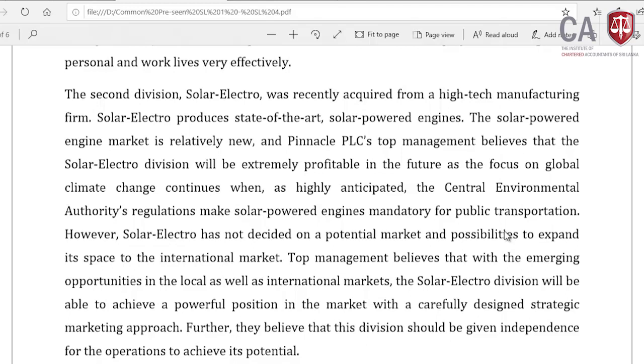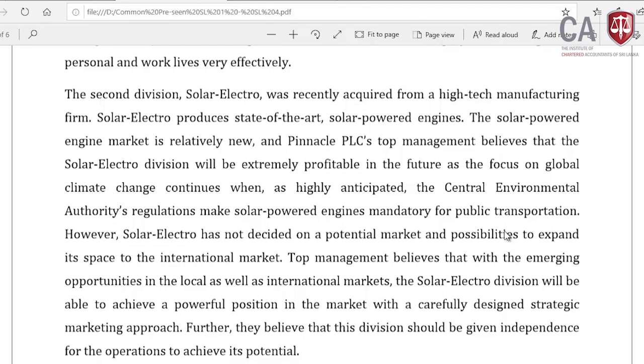In some countries, the central environment authorities' regulations have made solar-powered engines mandatory for public transportation. However, Solar Electro has not decided on the potential market and the possibility of expanding to the international market. We still have not thought about this international market.